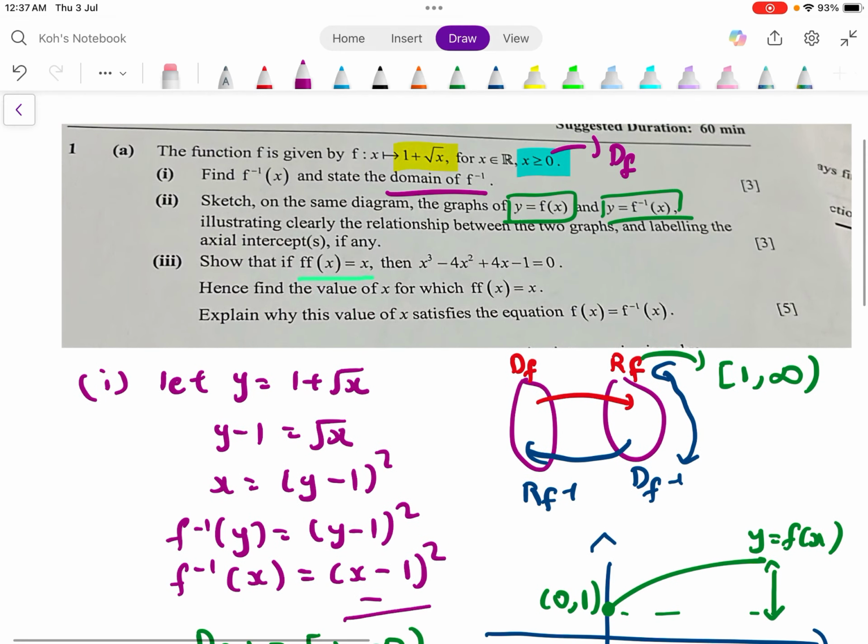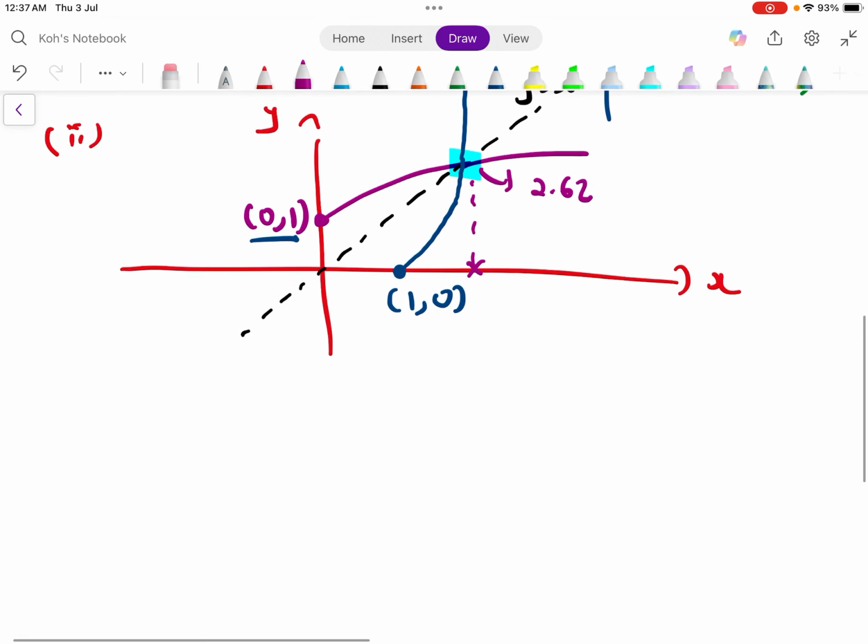For part 3, we are asked to show that if ff is equal to x, then we need to show x cubed minus 4x squared plus 4x minus 1 is equal to 0. This one is also quite simple to show. So this is part 3. f(x) is equal to 1 plus square root x.